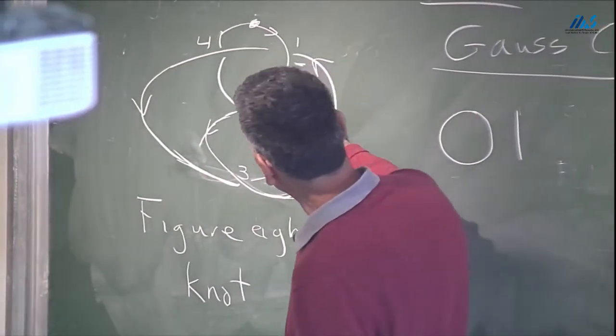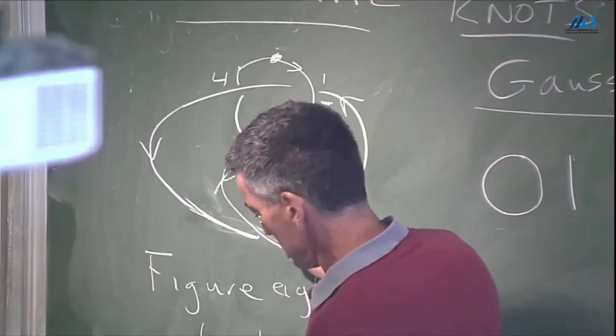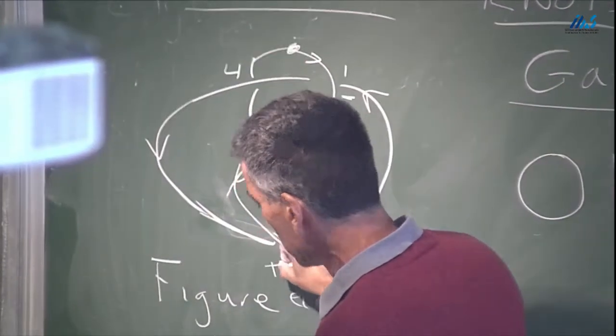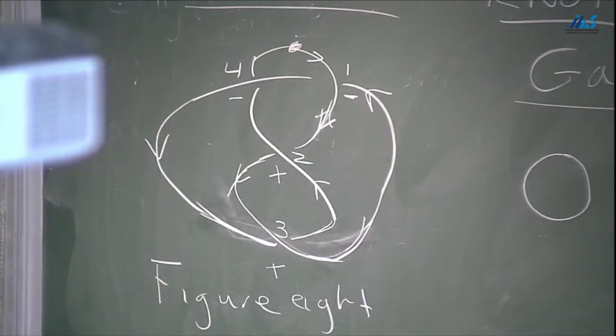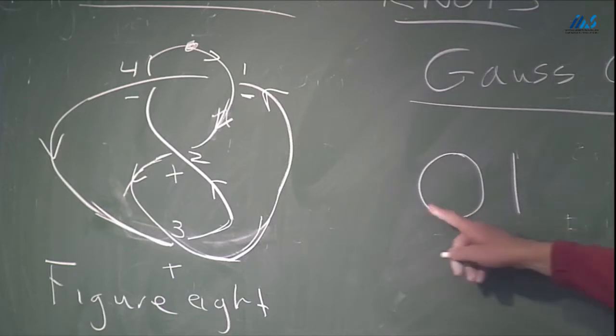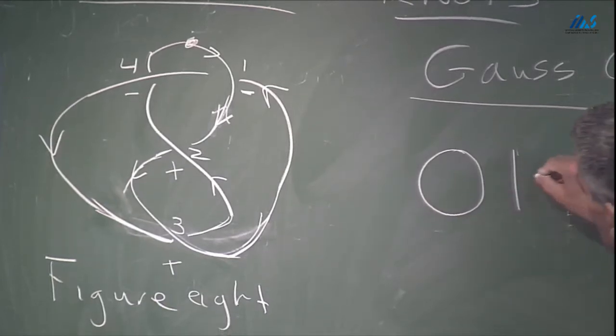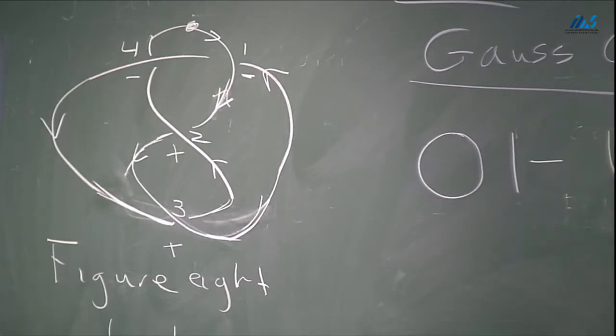In fact, let me put in the other crossing signs. This one is a plus, this one is a plus, and this one's a minus. So these are oriented knots, so every crossing has a sign, depending whether it's right-handed or left-handed. So we say we go over 1, and 1 is a minus crossing. And then what do we do next? We go under 2, and 2 is a plus crossing.